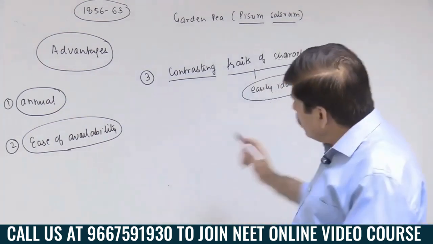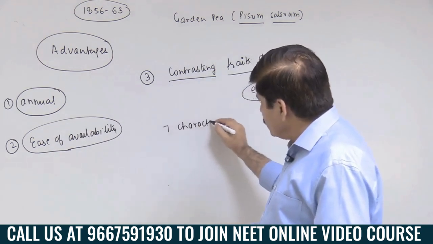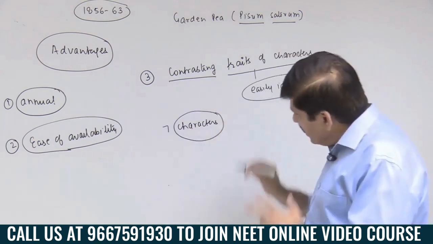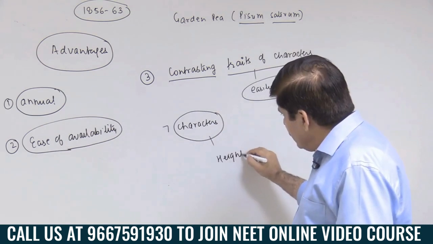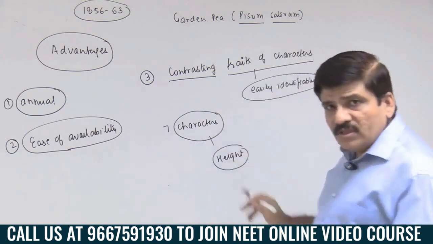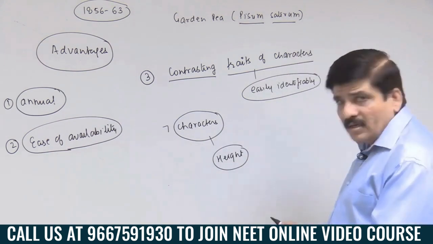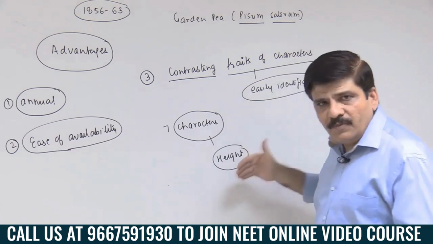So actually he took 7 characters. Now first and foremost, let us understand in the beginning what exactly is a character. So for example, character would be height. So height of a plant is a character. Now this is very, very important to understand at the beginning of the chapter. So I am taking a character. The character is height of the plant.